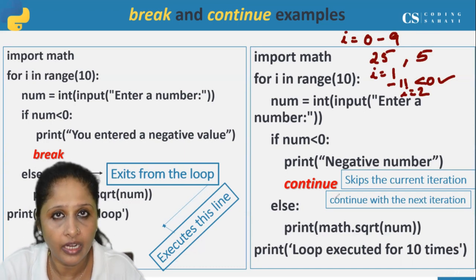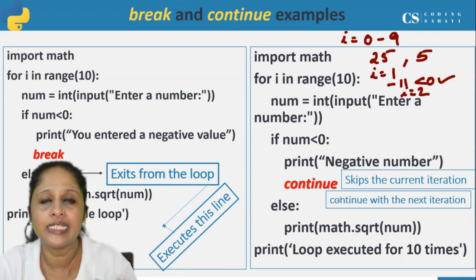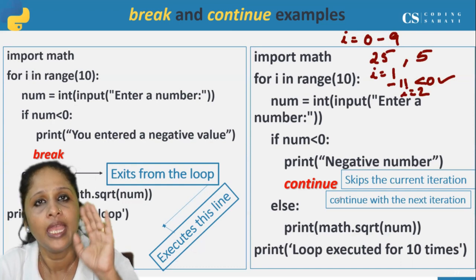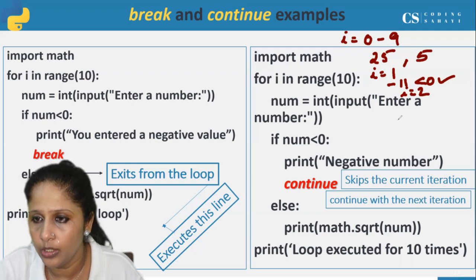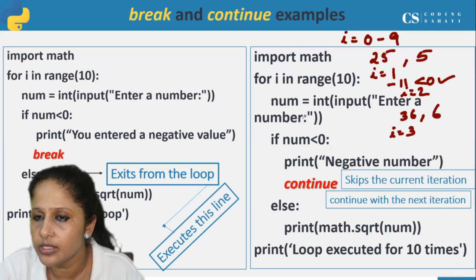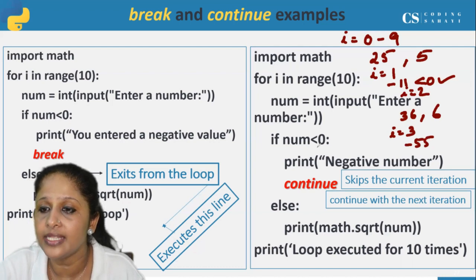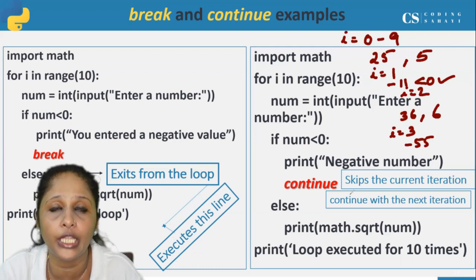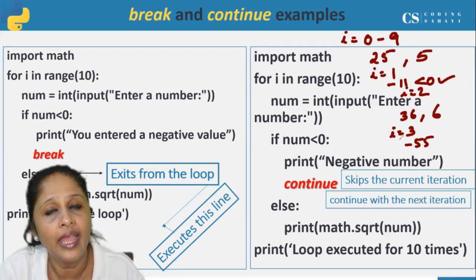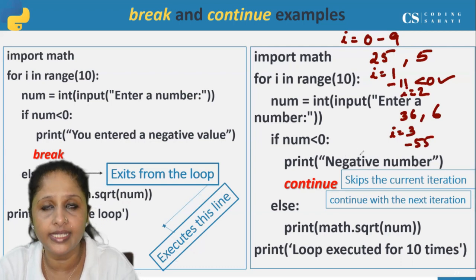So that is our continue. It is not stopping the loop. That particular iteration will be skipped. That situation it is avoiding and continuing with the next iteration. So i equal to 2, it is asking the value. I am entering 36. So it prints 6. Then i equal to 3. Again we are entering a number, like minus 55. So checking minus 55 less than 0. Is it satisfying? Yes. So it prints negative number and continue. That is, when i equal to 3, that iteration won't be continued. It will be executed with the next iteration, that is i equal to 4.